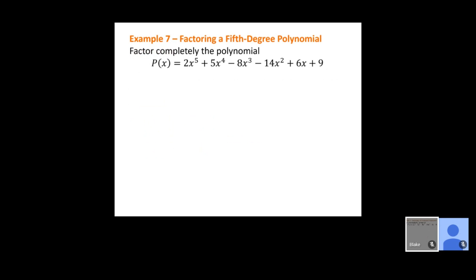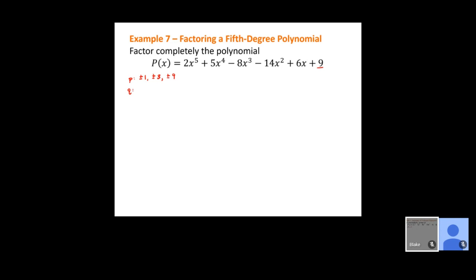All right, example 7. So now we want to factor completely this polynomial. We have 2x to the 5th plus 5x to the 4th minus 8x cubed minus 14x squared plus 6x plus 9. All right, so our first step here is we want to figure out the p and q values. So I'm going to start with p's. Remember, that's our factors of our constant. So we're thinking about the factors of 9 here. So plus or minus 1, plus or minus 3, and plus or minus 9.